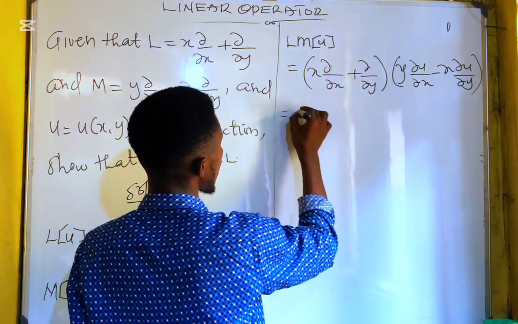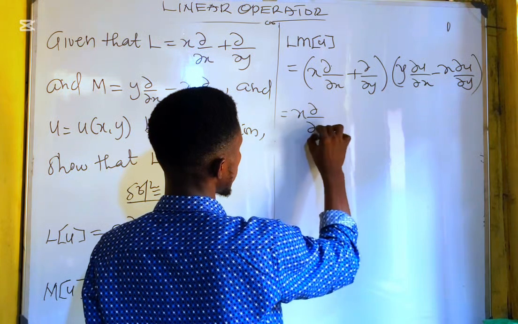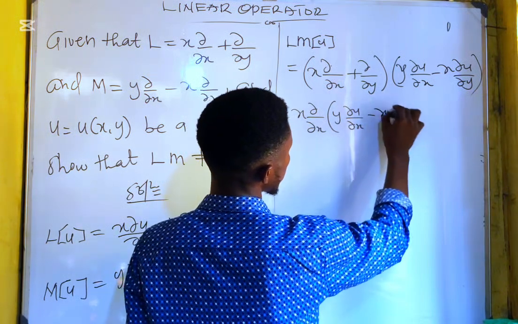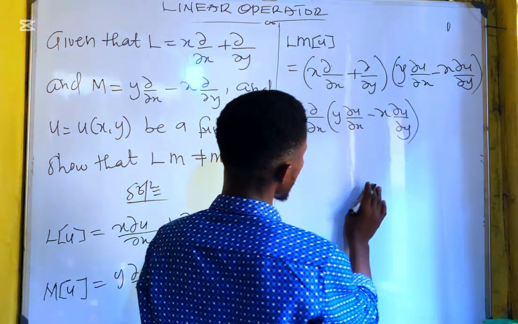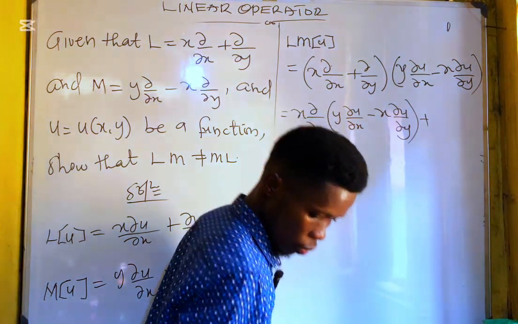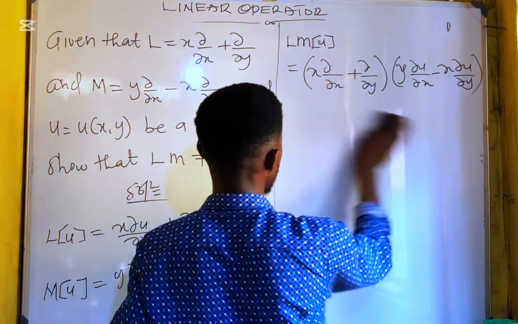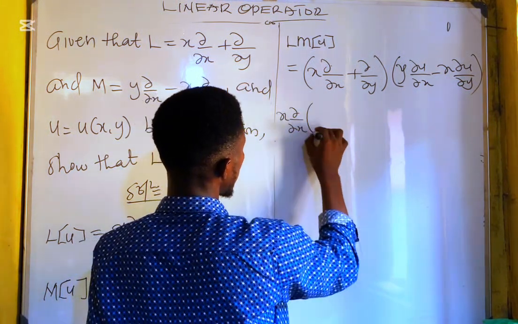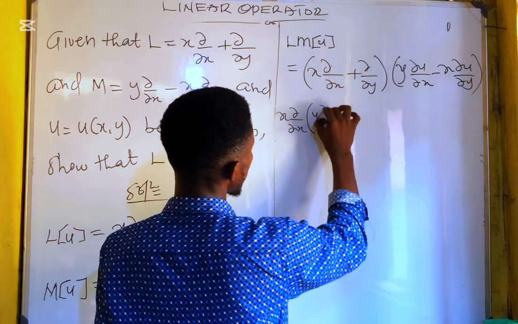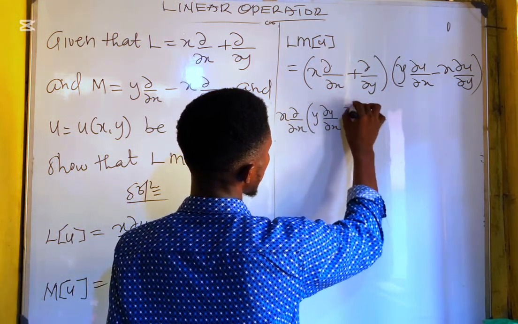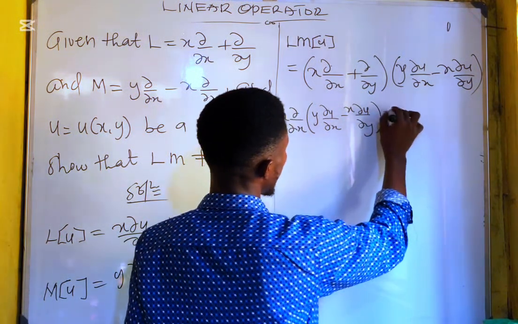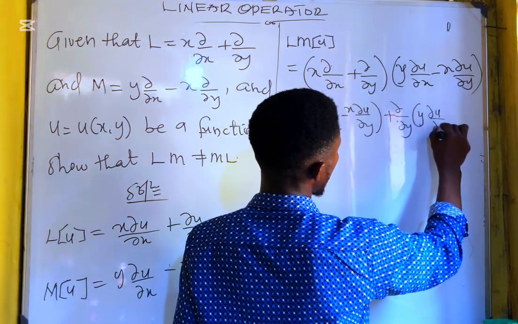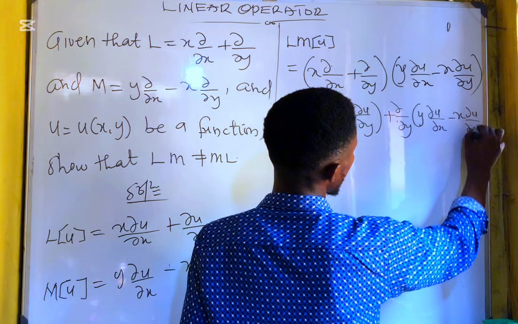So let me take it this way. I'm going to have x ∂/∂x outside, multiplied by y ∂u/∂x minus x ∂u/∂y, you close it, plus, let me reduce the font size, ∂/∂y of y ∂u/∂x minus x ∂u/∂y.